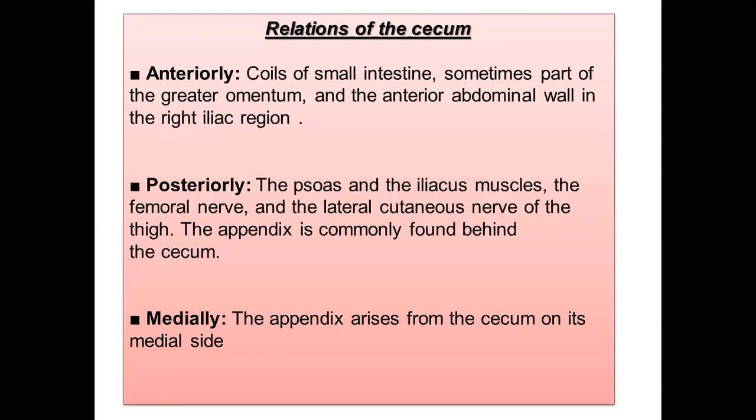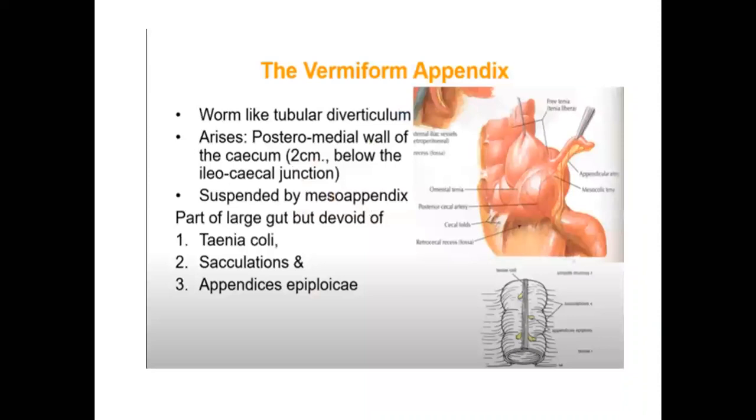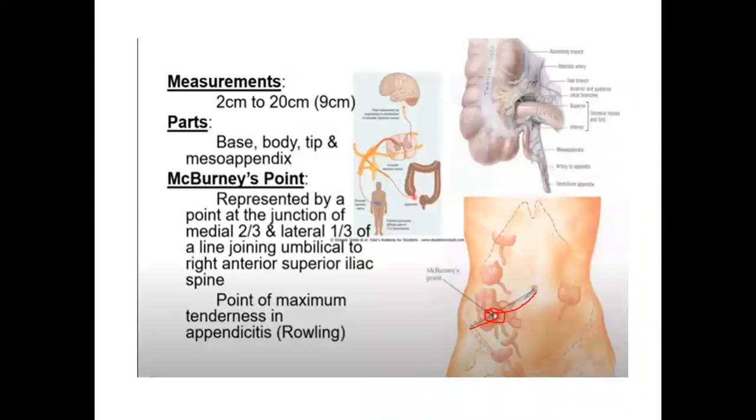Now in terms of the appendix, it is in the posterior medial relationship of the cecum and it is measuring 2 centimeters in size. And the McBurney point is the point of maximum tenderness in cases of appendicitis. It is a point 2/3 from the umbilicus and 1/3 from the anterior superior iliac spine. This point is the maximum site of tenderness of appendicitis pain.